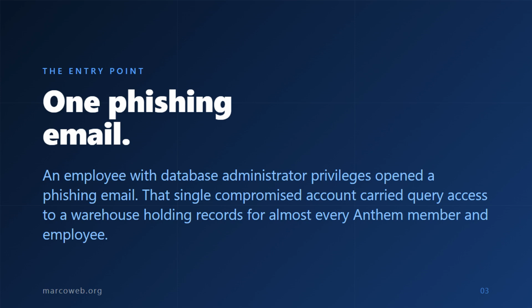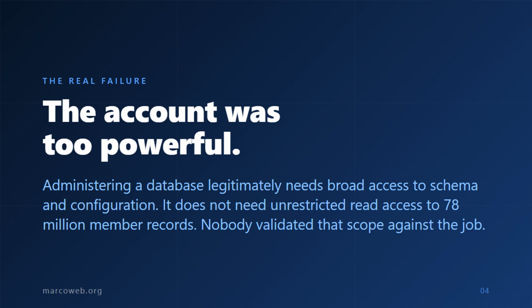The way-in was a phishing email, opened by an employee who held database administrator privileges. That is unremarkable. Phishing succeeds every day. What made it catastrophic was what that one account could reach: a data warehouse containing records for very nearly every member and employee Anthem had. But the phishing wasn't the real failure. The real failure was that the account was too powerful in the first place.